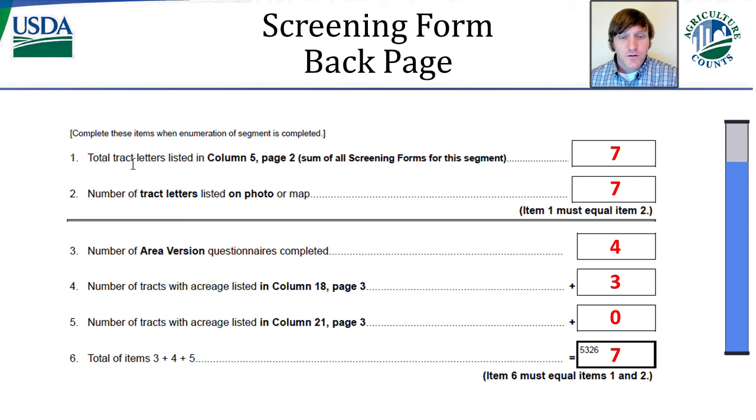Items 3, 4, and 5 are used to record the count of the number of ag tract questionnaires that were completed, along with the number of non-ag tracts in the segment with the acreage reported in column 18, as well as the number of PIGA tracts in column 21 on the screening form. Those numbers should add up to equal both item 1 and item 2, which again should both be the same.